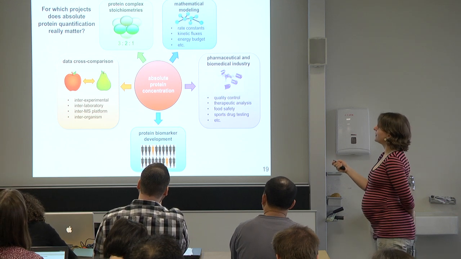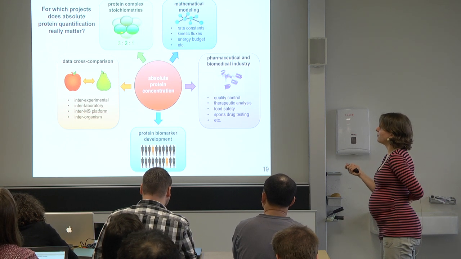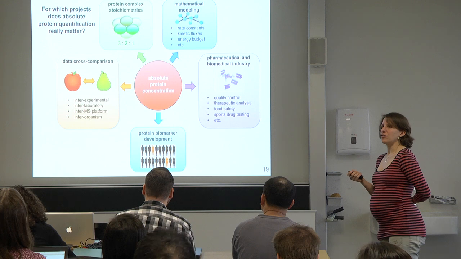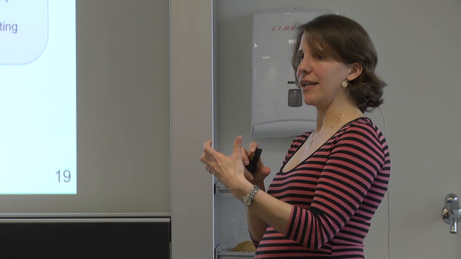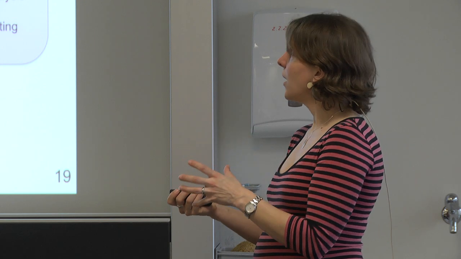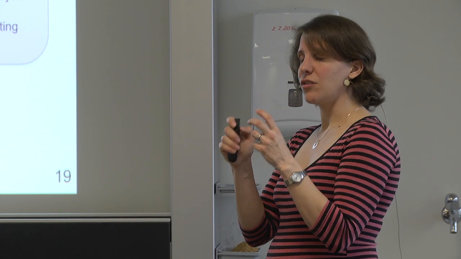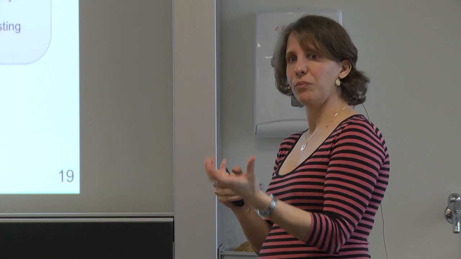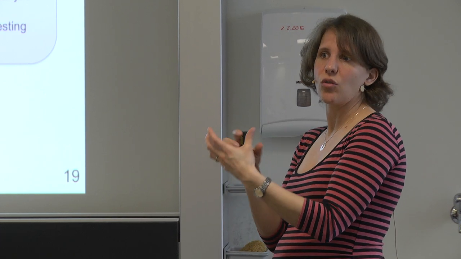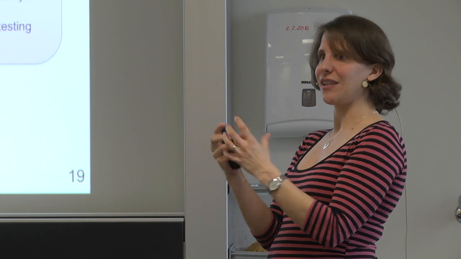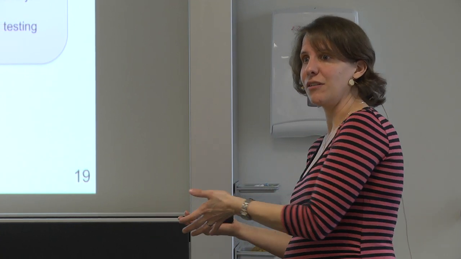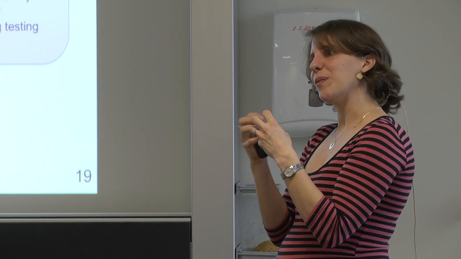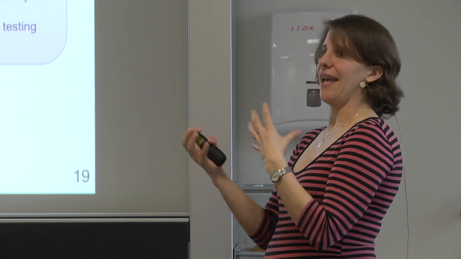One typical field of application for absolute protein quantification is protein complex stoichiometry. When you want to find out how a certain protein complex assembles, you need to compare the concentrations of the different protein components the complex has. So you need to compare different proteins within the same sample. And that's exactly something that you cannot do with relative quantification, but which you can do when you have absolute information on your proteins.